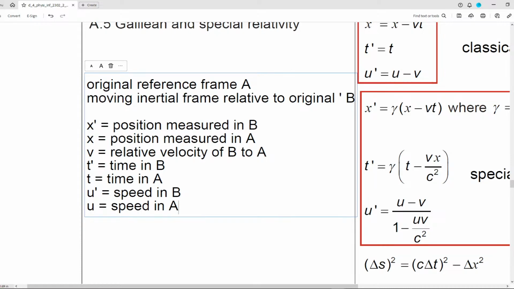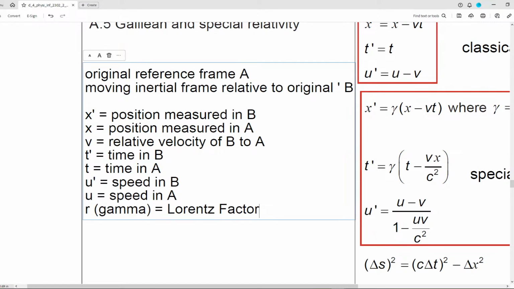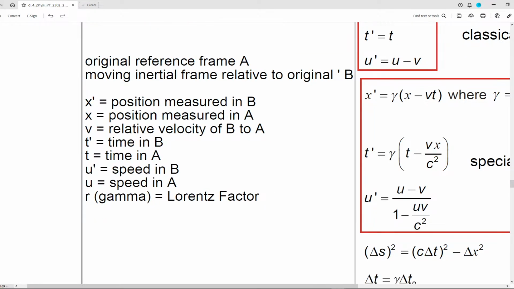All right. The Lorentz factor is gamma. Okay. It looks like r. It's the Lorentz factor. That only exists in special relativity. And c is the speed of light. I'm writing it down. All right. So this applies to basically everything here.